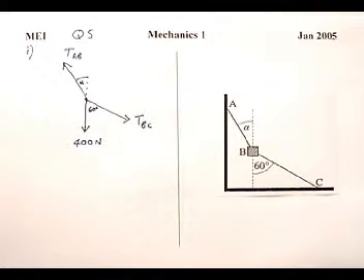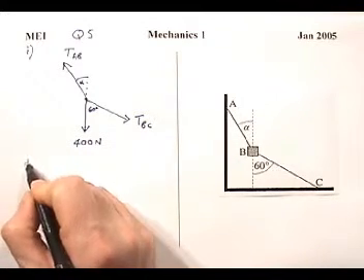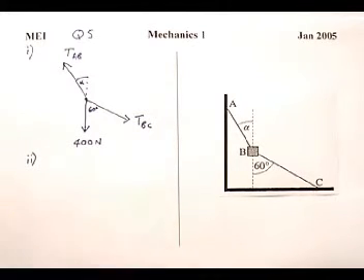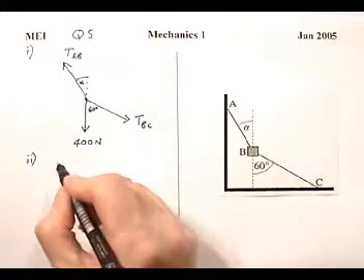Part 2 of the question says that alpha is fixed at 30 degrees. By drawing a triangle of forces or otherwise, calculate the tension in the string BC and the tension in the string AB. Well, rather than the triangle of forces, I'd prefer to use Lami's theorem.